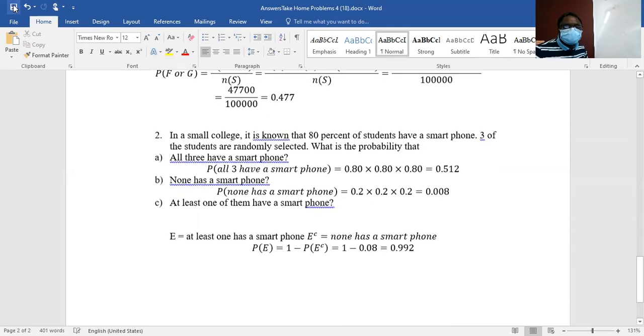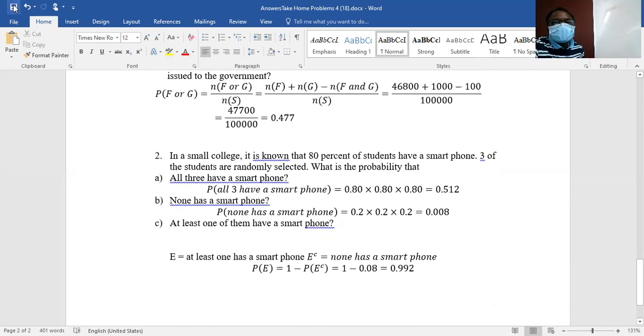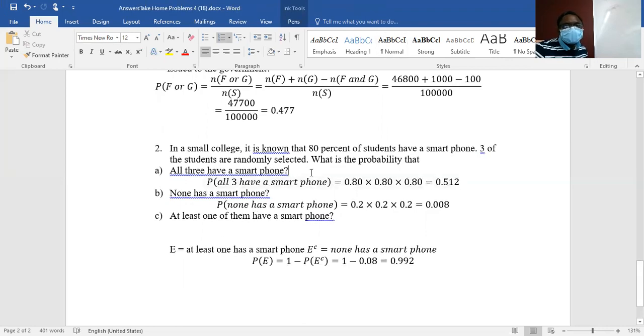Question 2 for exercise 2. In a small college, it is known that 80% of students have a smartphone. 3 of the students are randomly selected. What is the probability that all 3 have a smartphone? So the probability of having a smartphone is 80%. You multiply 80% 3 times because they were randomly selected, so they are independent events.